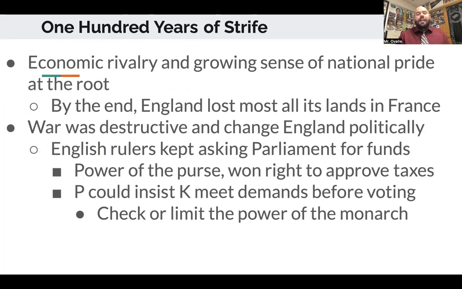English rulers will keep asking Parliament for funds. And this idea of the power of the purse, meaning they have won the right to approve taxes in Parliament. And Parliament could insist the king meet their demands before voting. And that was also like a check or limiting the power of the monarch. So before even voting to approve taxes in Parliament, Parliament could kind of strong arm the king into agreeing to what they wanted first before voting. Kind of like a blackmail.